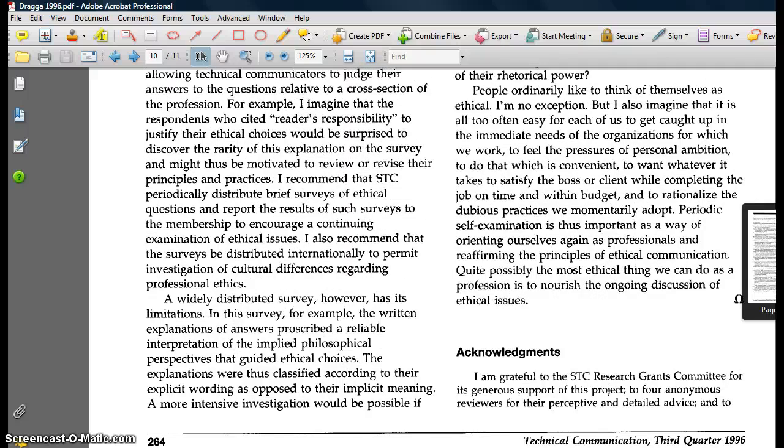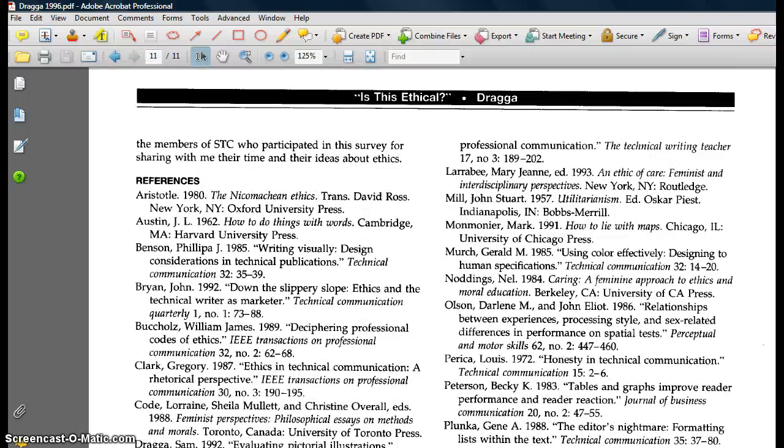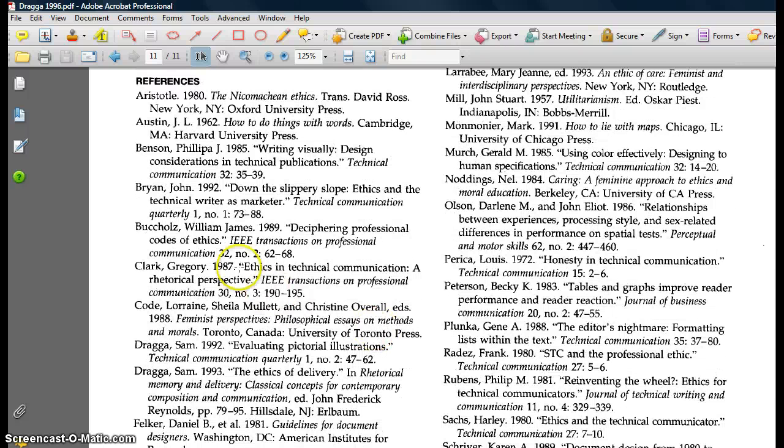And let me just show you his reference list that he has borrowed from, because he needed to see what had been done before. So Gregory Clark had written an article on ethics in technical communication, a rhetorical perspective. That was probably like a rhetorical analysis or discourse analysis, things like that. So it just shows the different perspectives that have been used. Gerald Murch talks about using color and what's effective or not. Mark Monmonier talks about how to lie with maps. So these are the things he was using to build his argument along the way that this is something that needs to be researched and where do we stand.